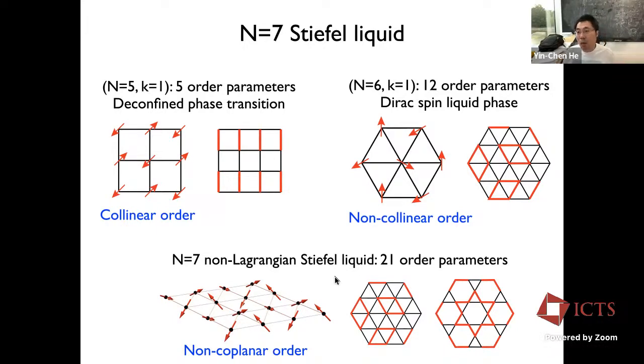So our conjecture is that for n larger than 6, this Stiefel liquid will be non-Lagrangian. That means you cannot really write down a renormalizable Lagrangian. So this conformal fixed point exists. You may describe it using the abstract algebra of a CFT, but you cannot write down a renormalizable Lagrangian to describe it. Okay, that's our conjecture. There are a number of reasons that make us believe that might be the case.